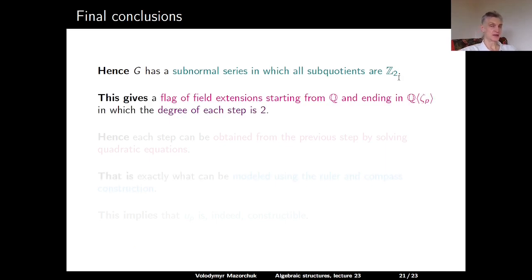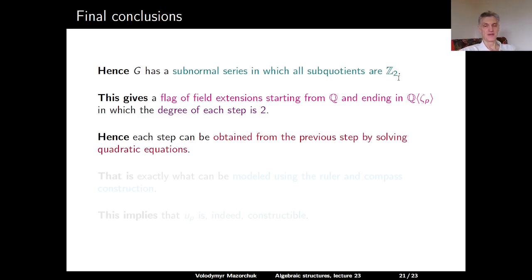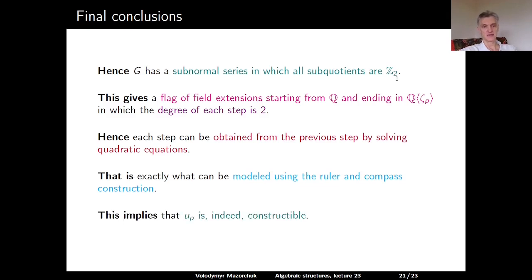By the Galois correspondence, this gives us a flag of field extensions which start from Q and end with Q with our primitive p-th root of unity added. In this chain of field extensions, each step has degree exactly 2. And so each step can be obtained from the previous step by solving some quadratic equation. And that's exactly what you can model using ruler and compass construction. And this implies that each u_p is indeed constructible.